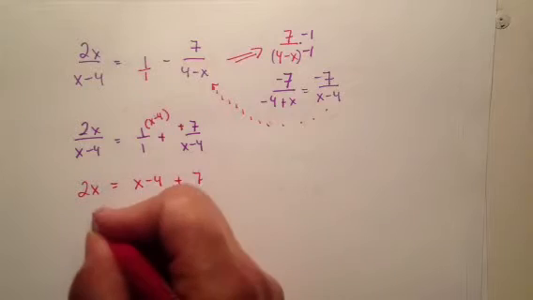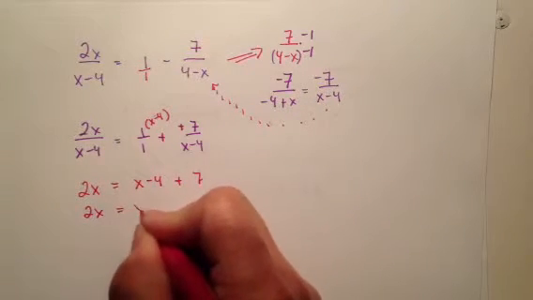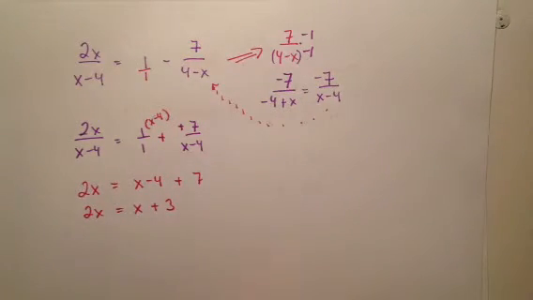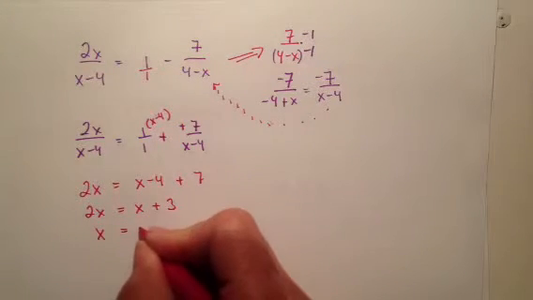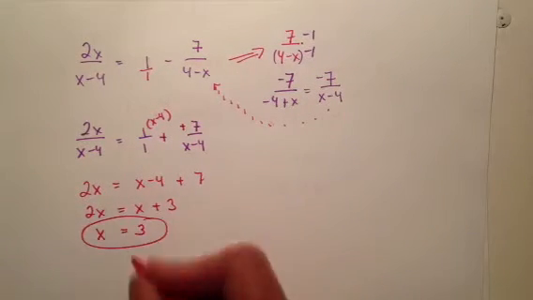So I can simply combine terms. So I have 2x equals x plus 3. Subtract x from both sides, and I get x equals 3. And that's the final answer.